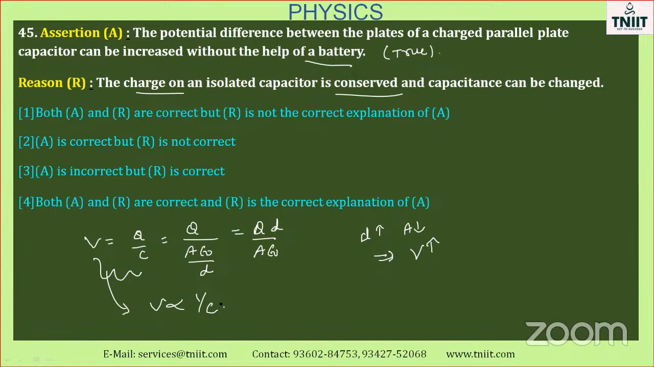So the charge on the isolated capacitor is conserved, and by changing the capacitance, you can change the potential. So the potential not only depends on the battery, it also depends on what? The capacitance. So definitely the reason is also true. But please remember, both assertion and reason are true, and the reason is the correct explanation for A. So you can take option 4 as the answer.